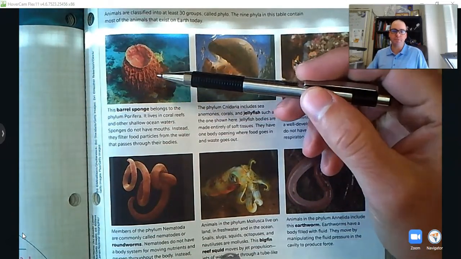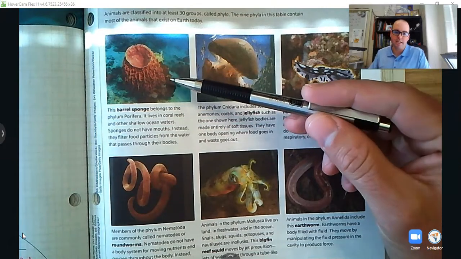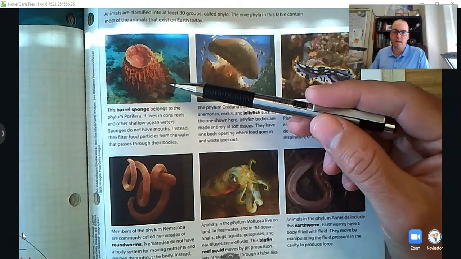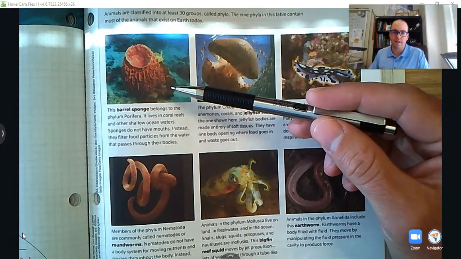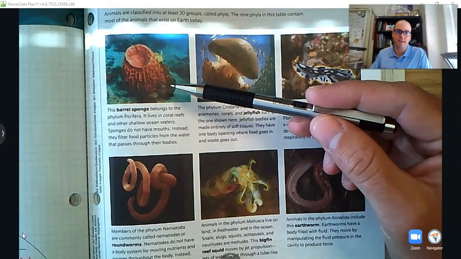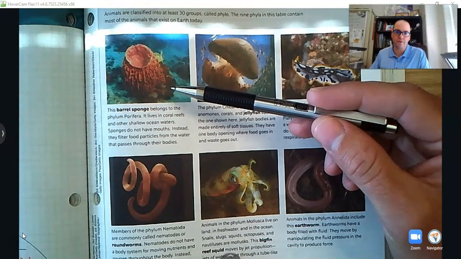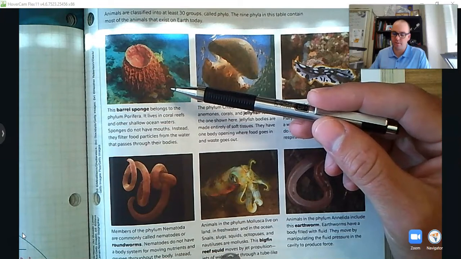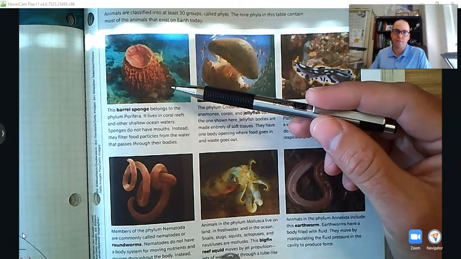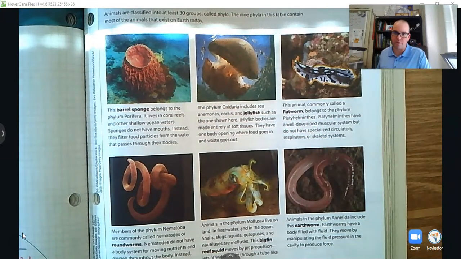This barrel sponge. A sponge is actually an animal, and an animal-type sponge is really a lot like a sponge that you would have maybe in your house, maybe in your kitchen. You can actually buy real sponges that hold water and that you could use to clean things with, just like a regular artificial sponge you go buy at the store.